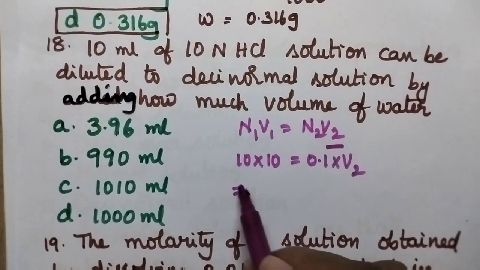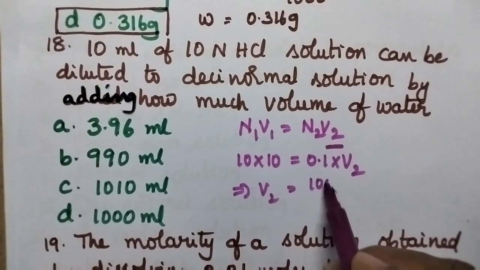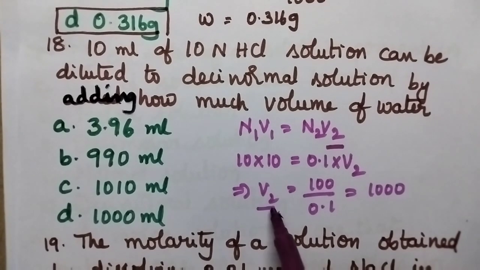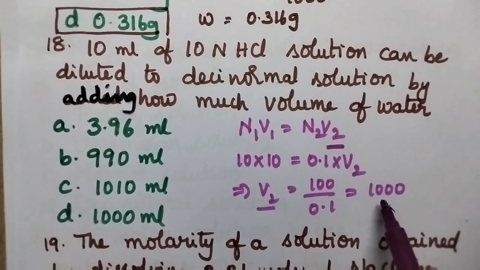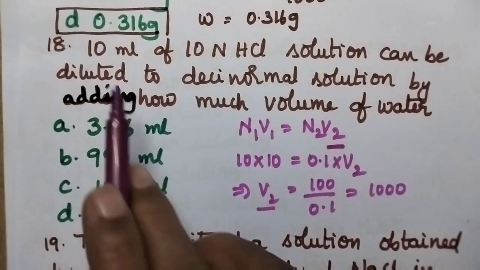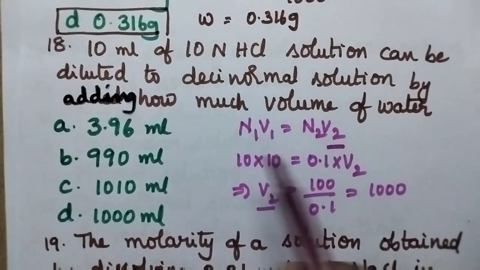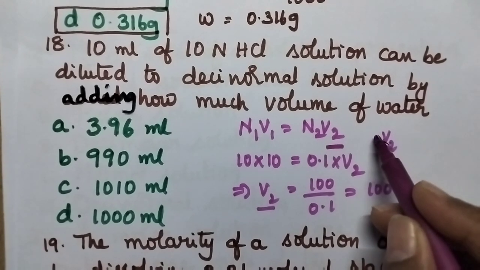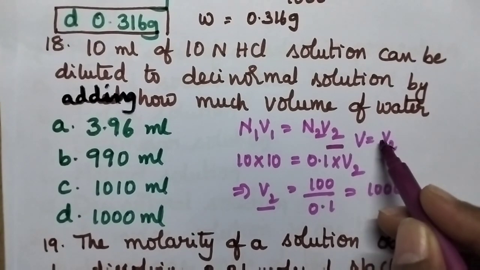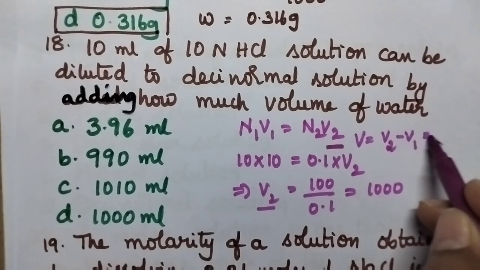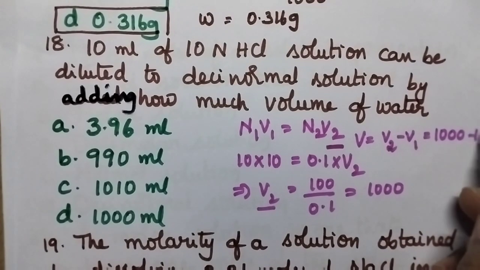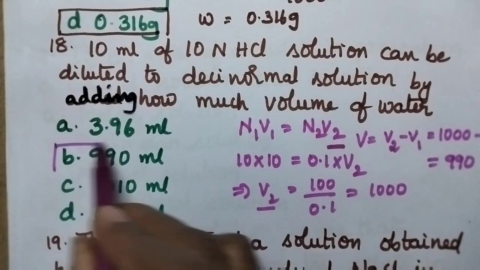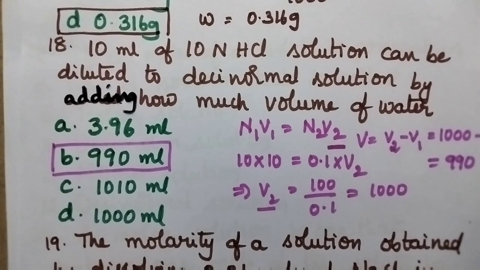That implies V2 is equal to 100 divided by 0.1, that is equal to 1000. So the final volume of the solution is 1000. And how much water is added to 10 ml of the HCl solution? So volume of water added can be calculated by using the expression V equal to V2 minus V1, and that is equal to 1000 minus 10, hence that is equal to 990 ml. Hence, option B is the right answer.